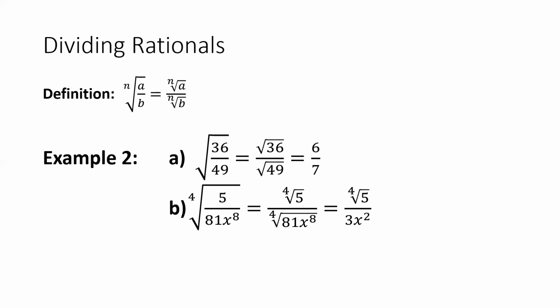To see that in practice, here I have two cases where it's nice to break things up. Square root of 36 over 49, I can break it up into two separate roots, and I get square root of 36 is 6, square root of 49 is 7, so I get 6 over 7. Now I take the fourth root of this entire fraction, so I can break it up into two different parts. There's really not a nice fourth root of 5, but there is a nice fourth root of 81x to the 8th. The fourth root of 81 is 3. The fourth root of x to the 8th is x squared, because 8 divided by 4 is 2.